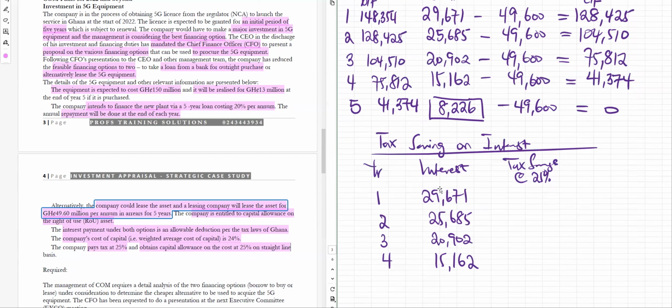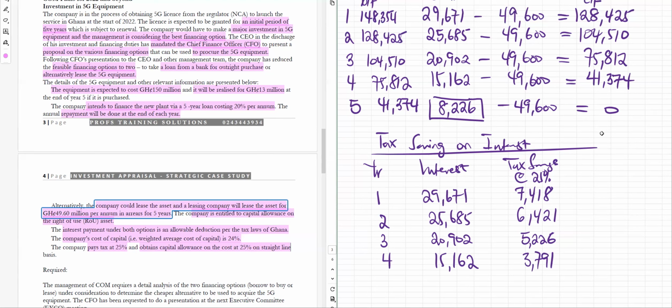Okay, so we have 29,671 by 25%. That gives us 7,417, so 7,418. Okay, we have 25,685 by 0.25. We have 6,421. Then you have 29,002 by 0.25. That gives us 5,226. Then you have 15,162 by 0.25. That gives us 3,791.